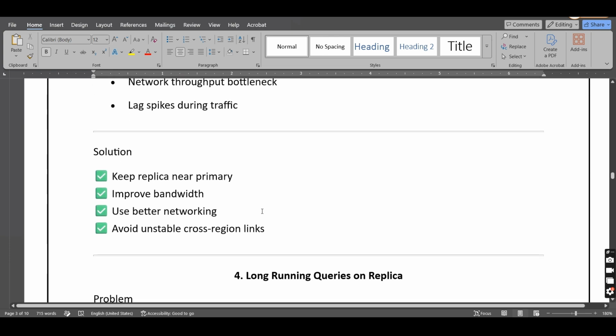To solve this network latency issue that is causing the replication lag, you will have the following solutions. Keep the replica near the primary. Definitely, you don't want to keep your replica far away from your DB instance. Then improve bandwidth, use better networking, and avoid unstable cross-region links. These are a few things you will have to keep in mind while launching your standby instance.